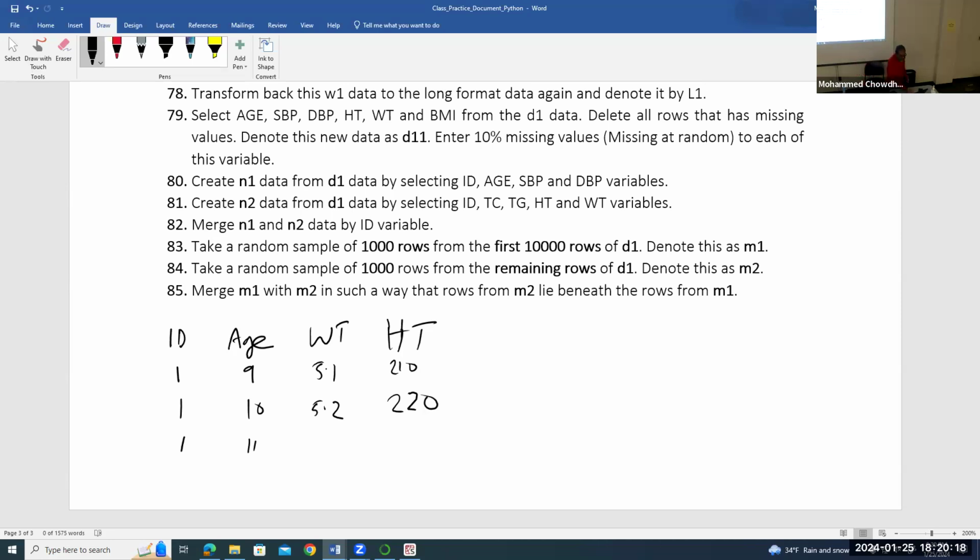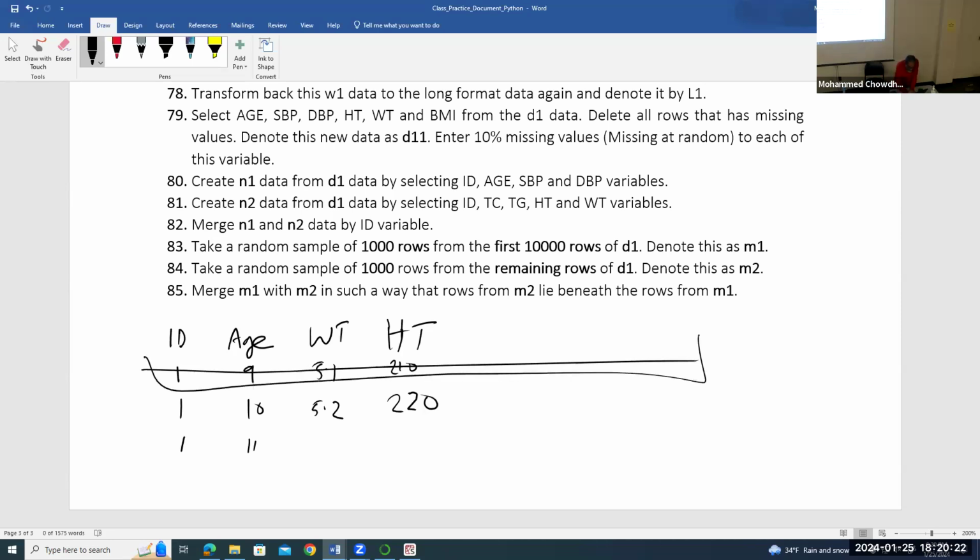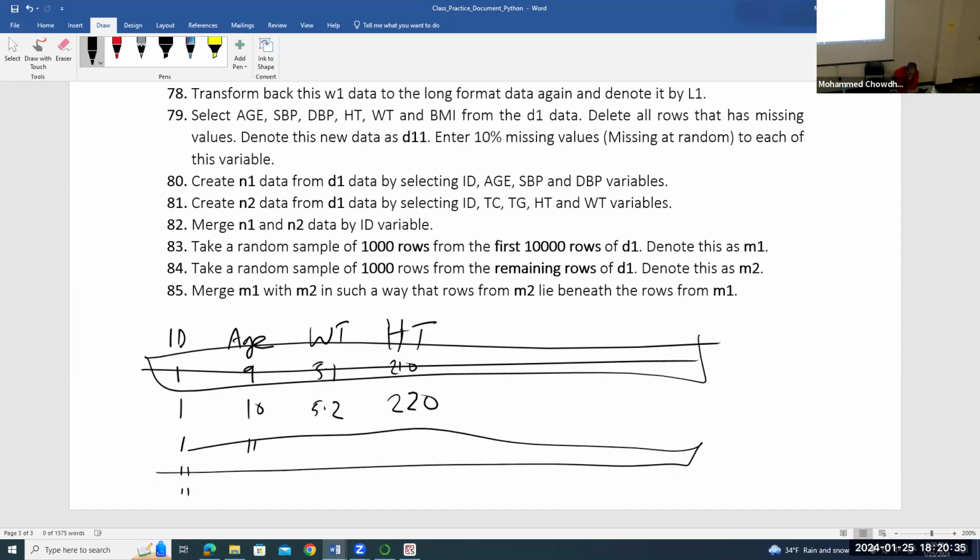From this longitudinal data, I want to select the first visit of each person. This is the first visit of the person with ID number 1. Similarly, there is a first visit for the second person, right? So I want to select the first visit of each person. How can I do that?